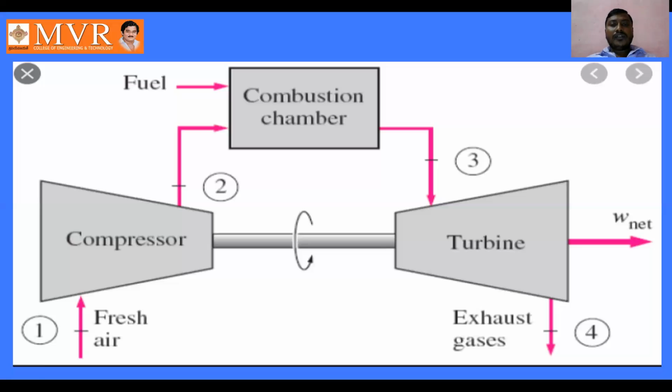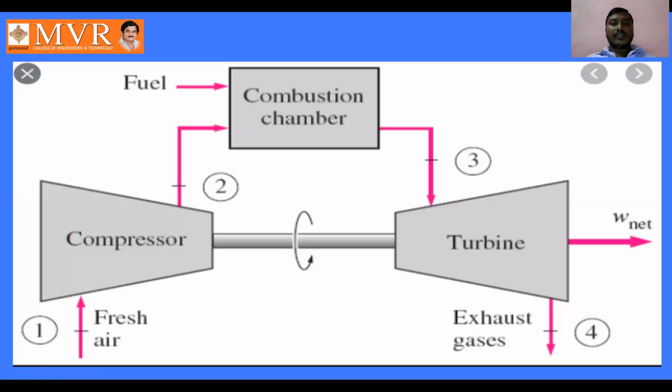After this, the hot gases, which are at high temperature and high pressure, enter the turbine, where work is done, and it is delivered to the generator for converting into electrical energy. The hot gases leaving the turbine move to the exhaust and enter the atmosphere. This is the procedure of how a simple gas turbine plant works.